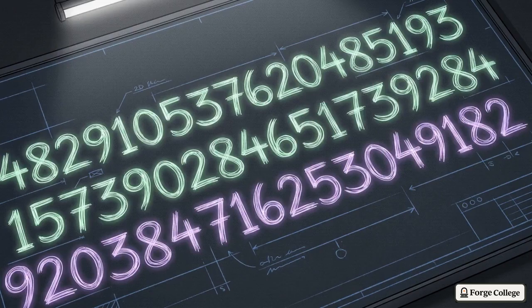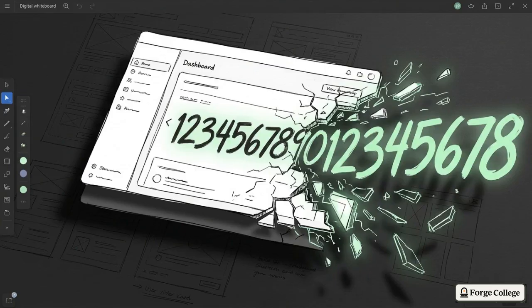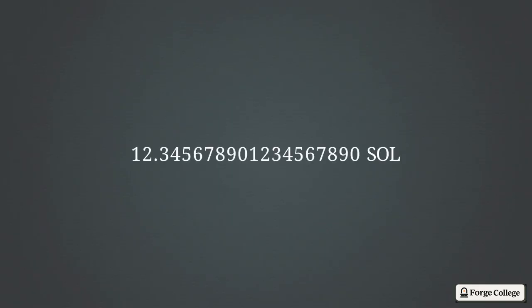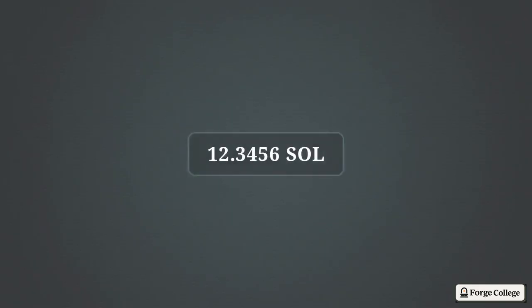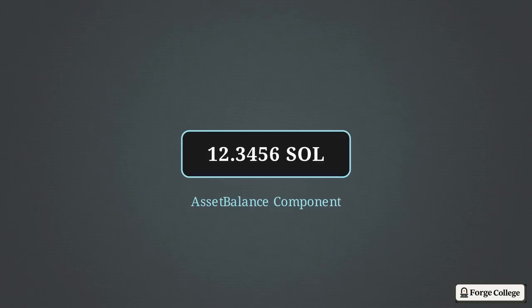Our first major hurdle is raw data. Cryptocurrencies measure their value out to 18 decimal places. If you paste an 18-digit number directly into your interface, it breaks your layout and looks like complete gibberish. Watch this 18 decimal number collapse into a clean 4 decimal format inside a UI box. This is our AssetBalance component.